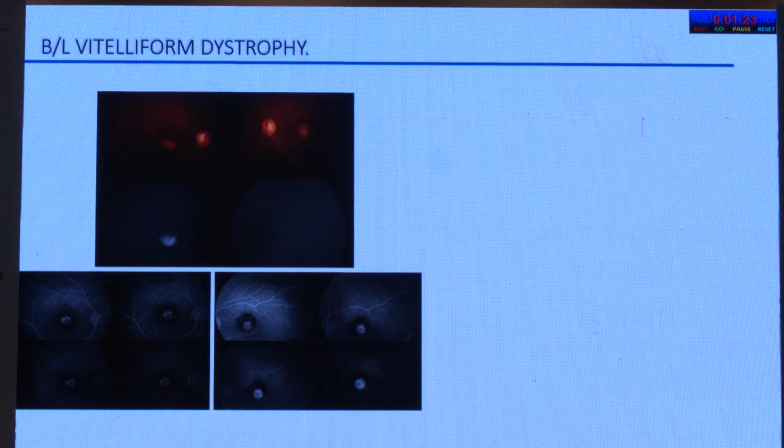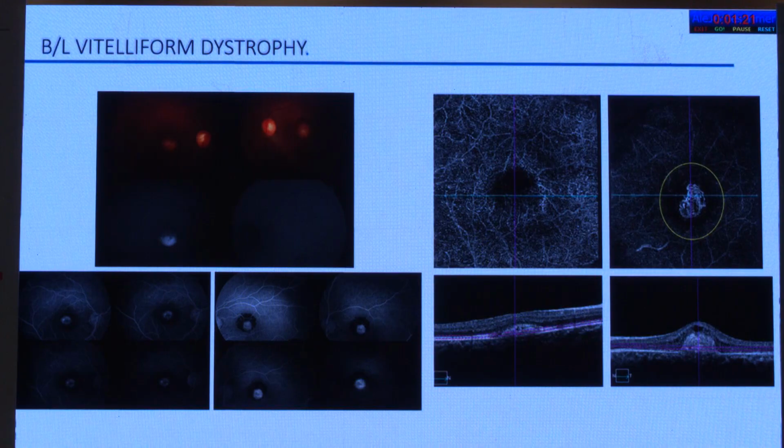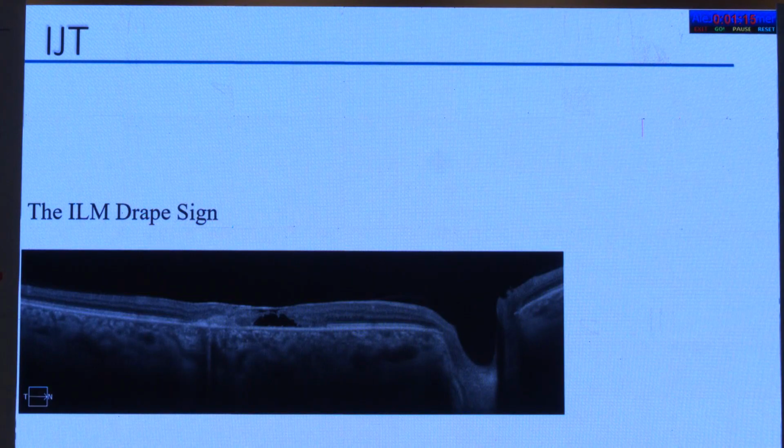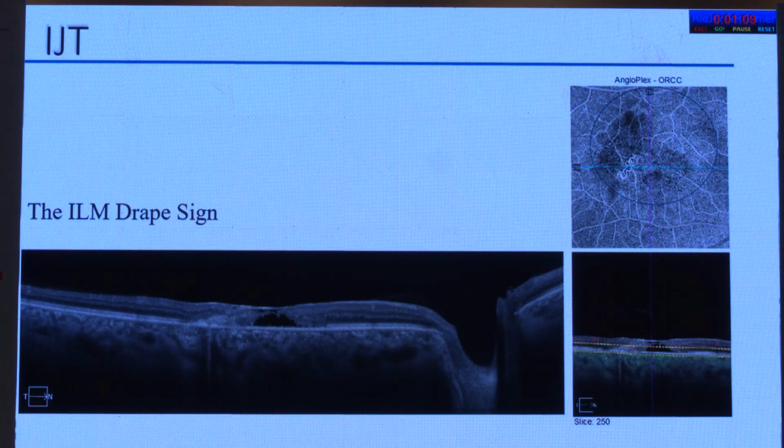Coming to vitelliform, this was just an egg yolk story until OCTA started picking up networks, and you could see the change that it has brought about in the treatment modalities for this. ILM drape sign was the most common word, and there was no treatment for this many years ago. But now we see why different patients progress differently, because there is always a tiny network. Sometimes there's a tiny network there which needs to be treated.